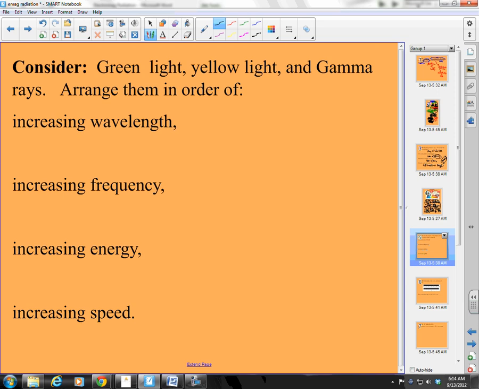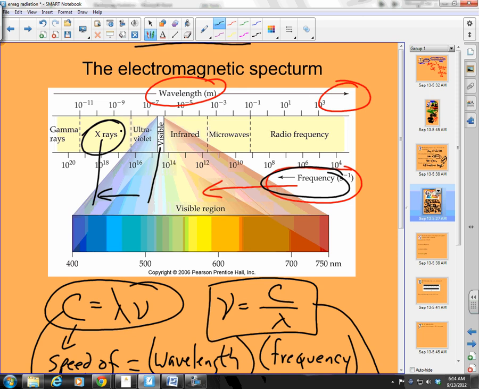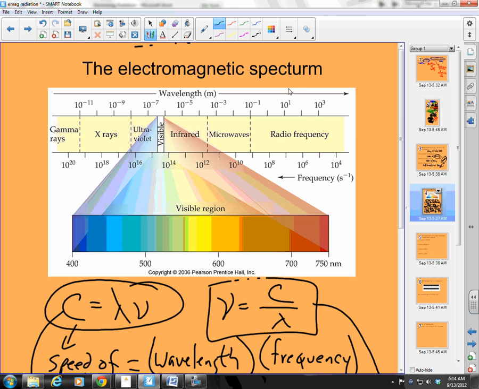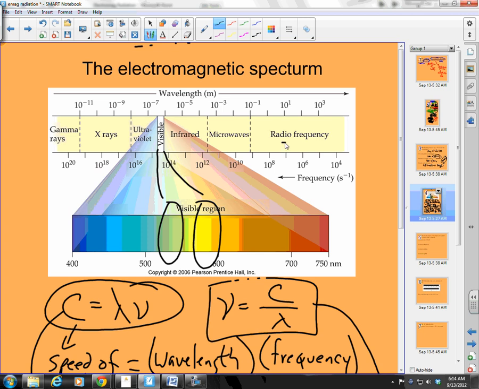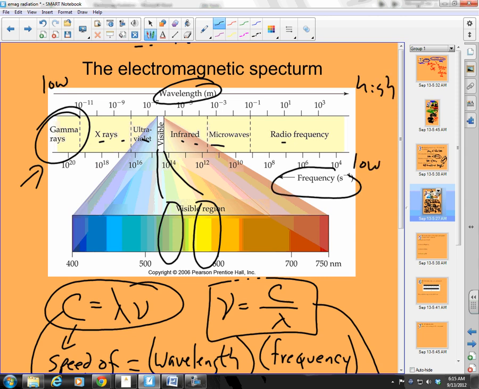Okay, so let's look at our electromagnetic spectrum. Let me clean this up again a little bit. We want to look at yellow light. Okay, so here's yellow. And we wanted to look at green. Here's green, and remember, both of these are right in this area called the visible spectrum. And we wanted to look at yellow, green, and gamma. And where's gamma? Oh, here's gamma. Wow, it's way over here. This is low wavelength. Oh, here's high wavelength. This is low frequency. This would be high frequency, and let's put energy right here. What do we know? Energy is what?